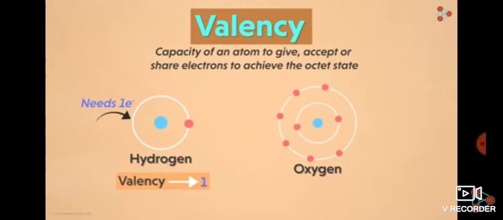The electronic configuration of oxygen is 2, 6. That means it has 6 electrons in the outermost shell. So, how many electrons are needed to complete the octet? Yes, 2 electrons. Thus, the valency of oxygen is 2. It accepts or takes 2 electrons from other atoms for completing the octet.